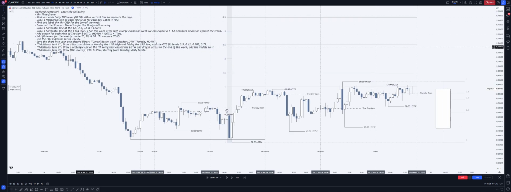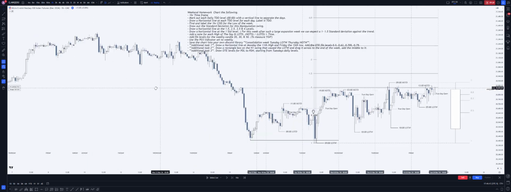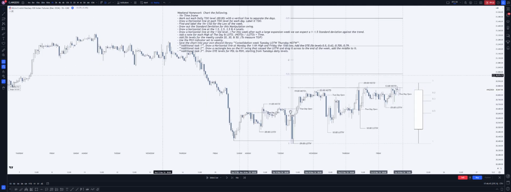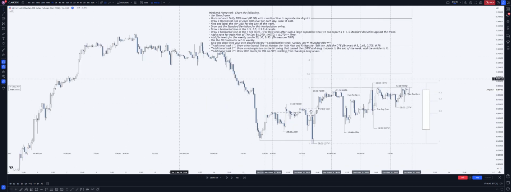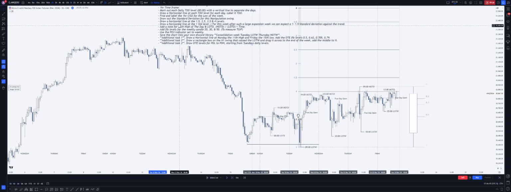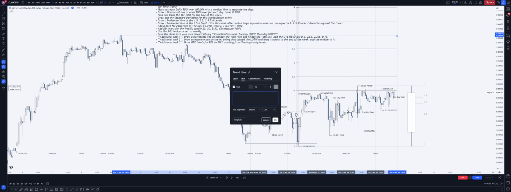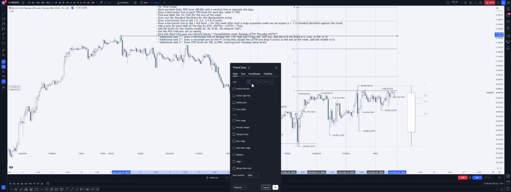Draw a horizontal line from Monday the 11th high and Friday the 15th low and add the OTE level. We're doing this to see how high this retracement can go. So I'm going to grab this high. We'll draw this across. We'll make this one a bit thicker so it stands out.